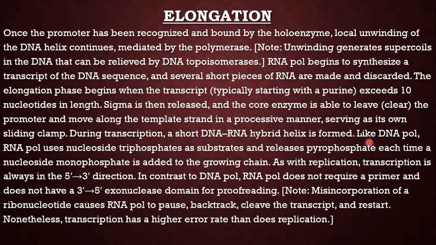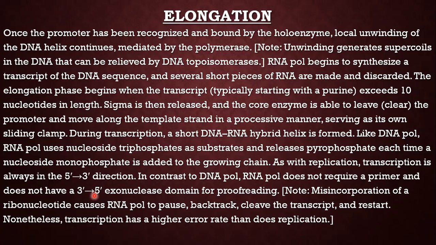Now, what are some similarities between DNA polymerase and RNA polymerase? Like DNA polymerase, it also utilizes nucleoside triphosphates as the substrate and releases a pyrophosphate each time a nucleoside monophosphate is added to the growing chain at the 3' end. As with DNA replication, transcription occurs in the 5' to 3' direction. But in contrast to DNA polymerase, RNA polymerase does not require a primer, so there is no need for a primase, okay? And it does not have the 3' to 5' exonuclease activity for proofreading.